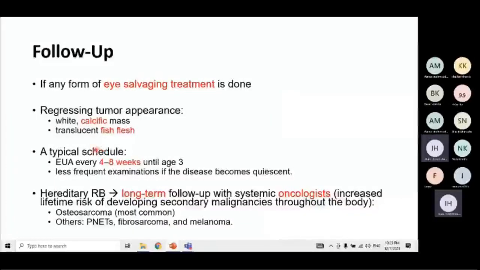tumors. Okay, for a typical schedule, examination under anesthesia is done every 1 to 2 months till the age of 3, and less frequently afterwards. For retinoblastoma, they need long-term follow-up because of the risk of other forms of malignancy like osteosarcoma or CNS tumors or melanoma, etc.